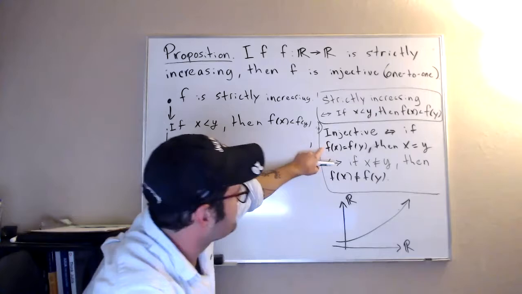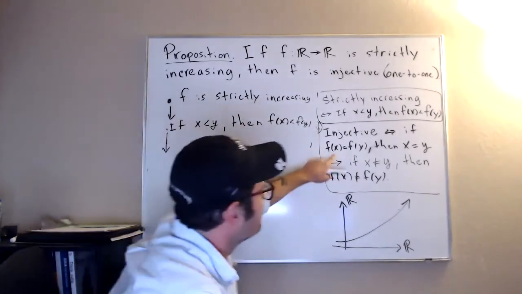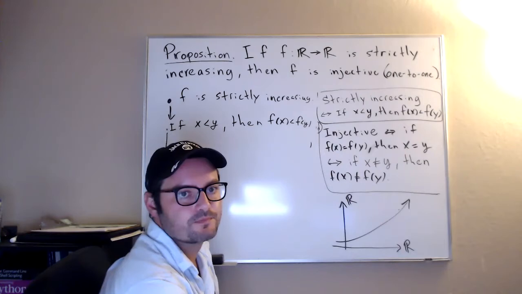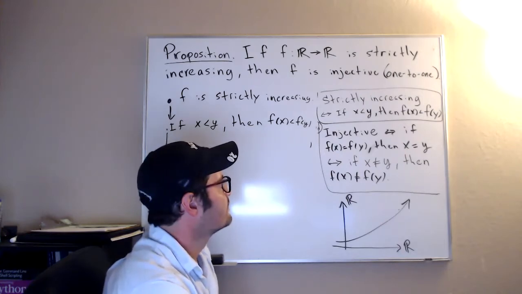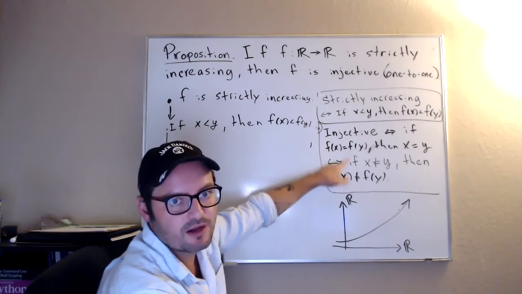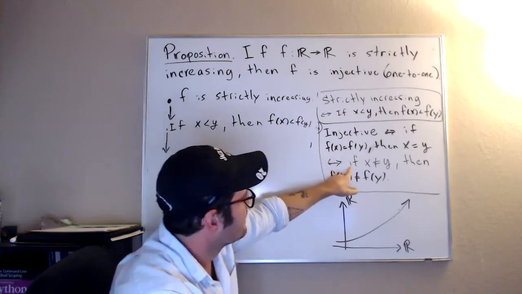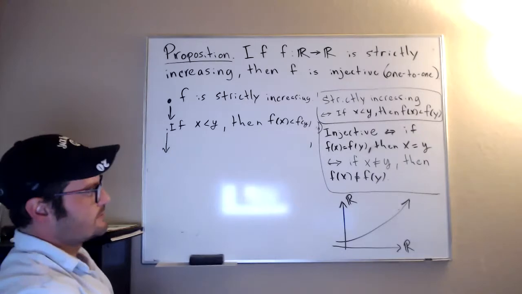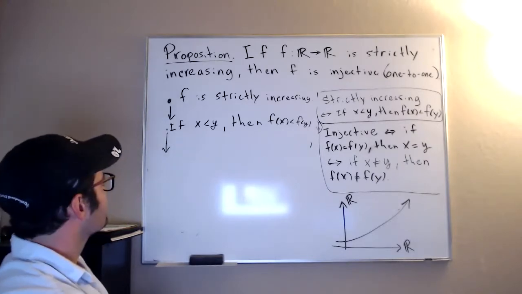Well, this is the definition of being injective. If f of x is not equal to f of y, then x is not equal to y. Moreover, this definition is equivalent to the contrapositive of the statement: if x is not equal to y, then f of x is not equal to f of y.